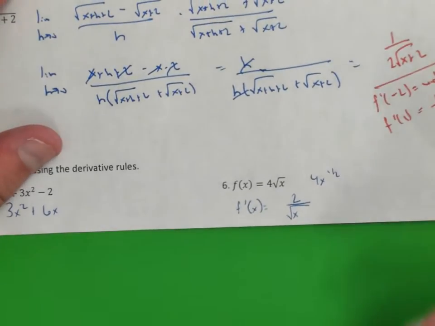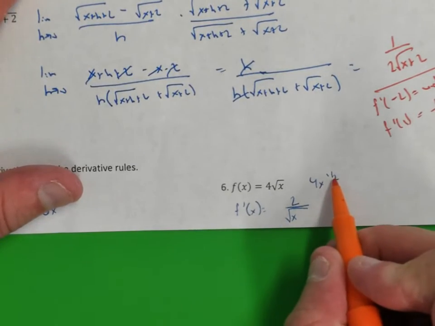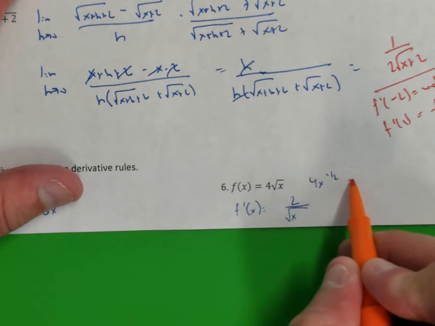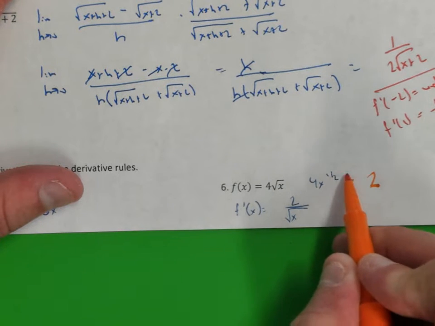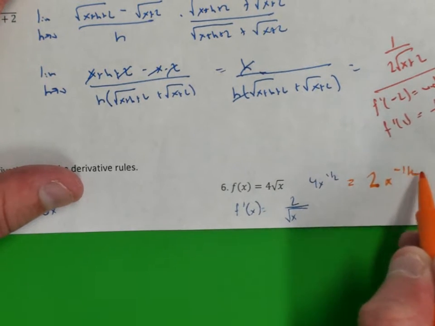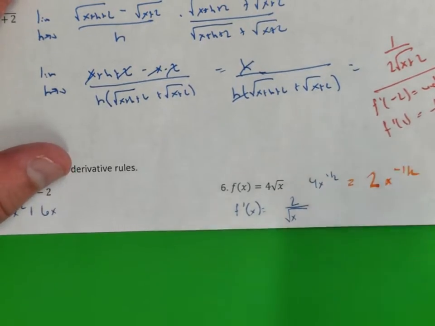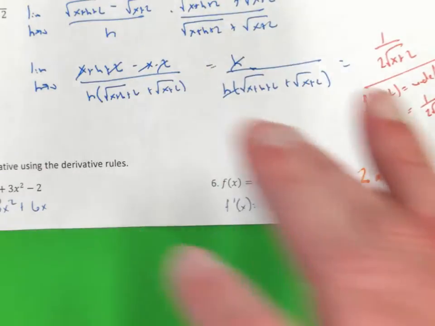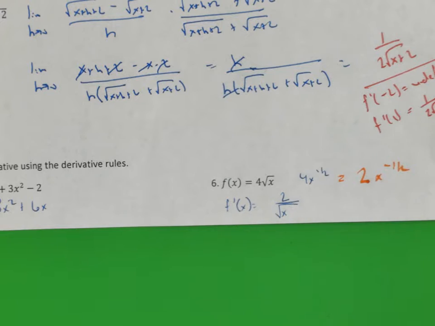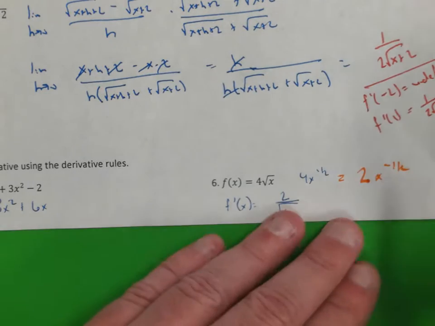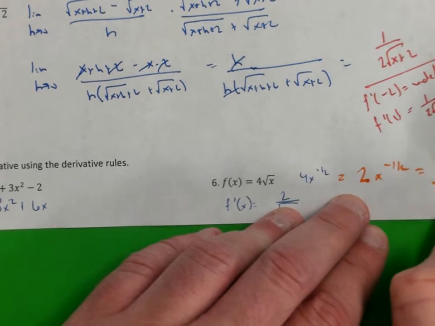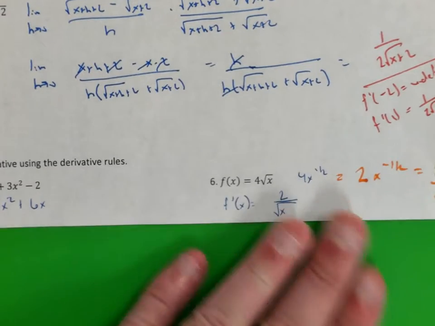Number 6, you need to rewrite that as 4x to the 1/2. 1/2 times 4 is 2. 1/2 minus 1 is a negative 1/2. Some of you left it like that. I gave you partial credit, but you know that's not the form. You need to rewrite that as 2 over the square root of x. Sorry.